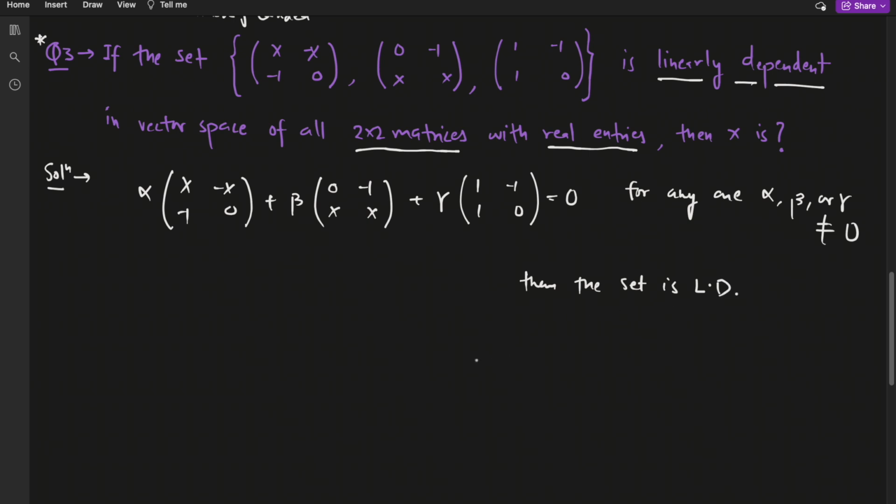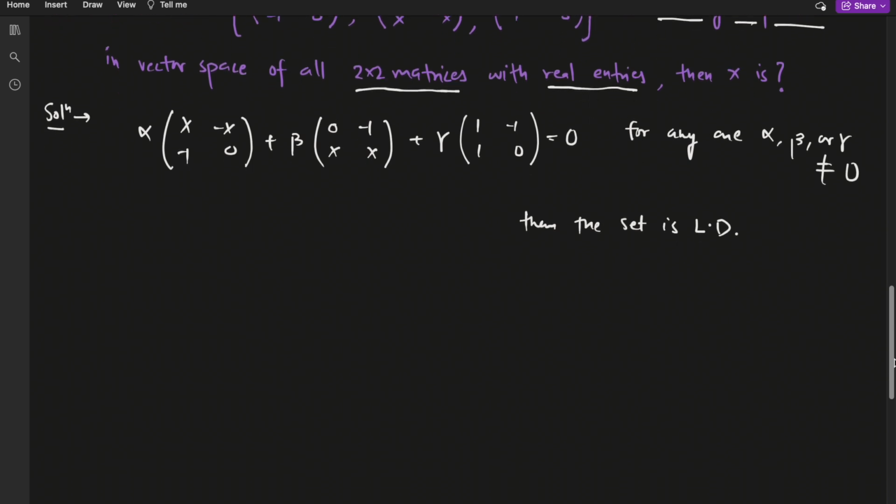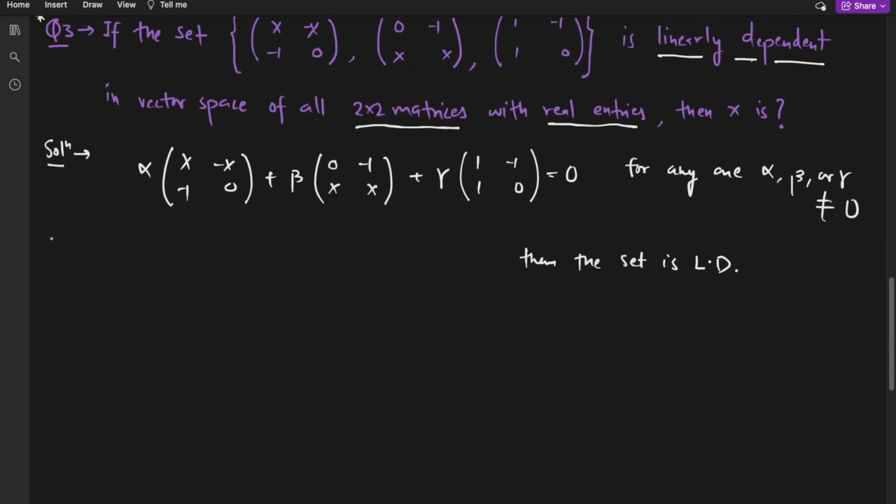This is the property of linear dependence: this set is going to be linearly dependent if and only if the linear combination of these matrices is going to be 0, given that at least one of alpha, beta, gamma is non-zero. If all of them are 0, then this is linearly independent, but it is given that this is linearly dependent. Okay. Now it's simple, right? We will simply solve this equation.